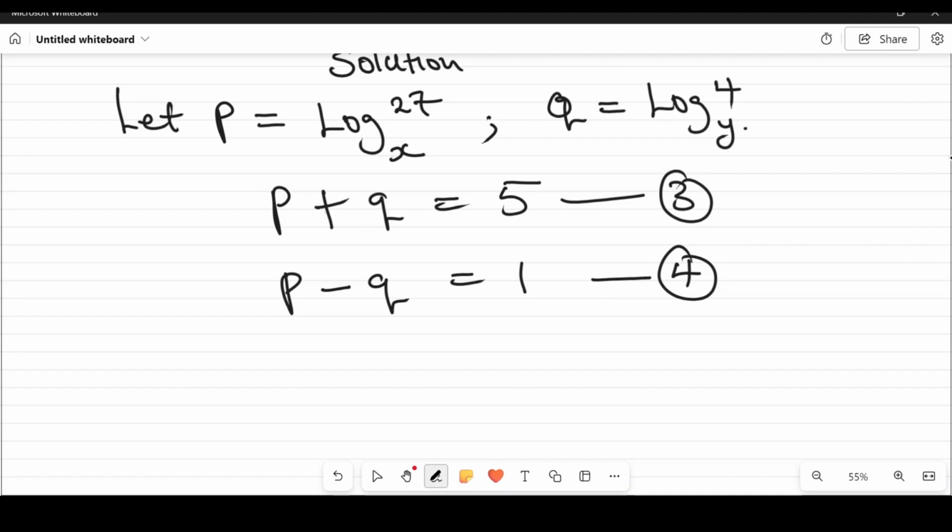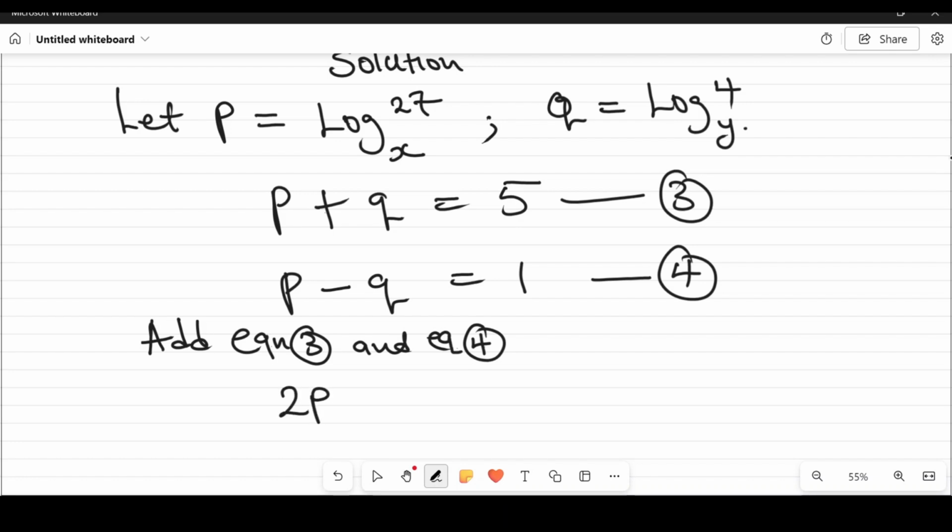So add equation 3 and 4. Add equation 3 and equation 4. I will have that this will be 2P plus Q minus Q, which is 0, equal to 6. So therefore my P is equal to 6 divided by 2, which will be equal to 3.